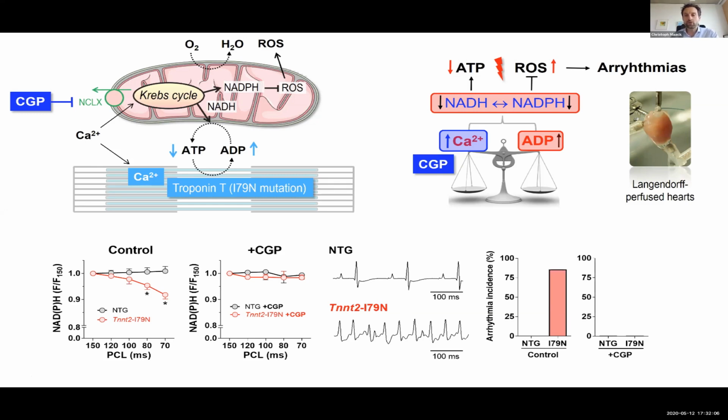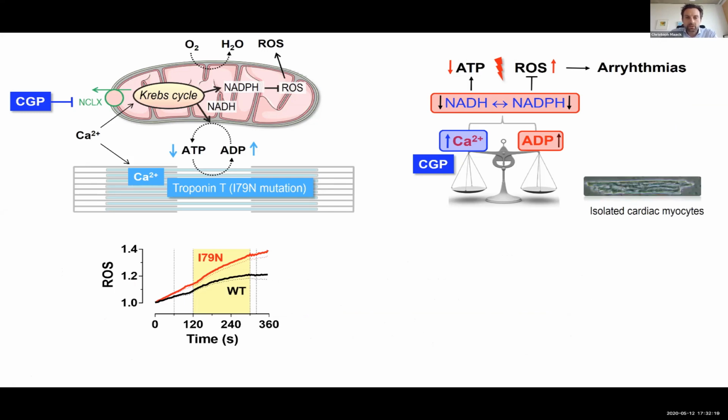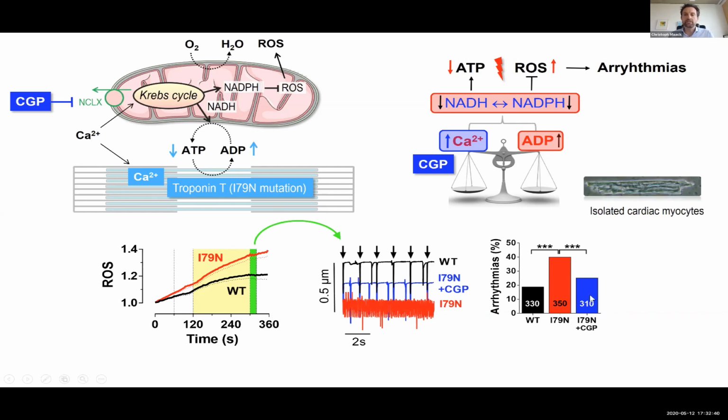And that was the point when we also teamed up and said, because we were coming from the other direction, looking at this hypothesis. So I told him this would be in agreement with what we have seen. So why don't you send us your mice and we will have a look at your mice with our system as well. So we isolated the cardiac myocytes from his I79N mice. And in fact, we also observed that in the I79N, there was an increase in ROS, and there was also an increase in arrhythmias after the stress protocol, and we could prevent these arrhythmias to most extent with this NCLX inhibitor CGP.